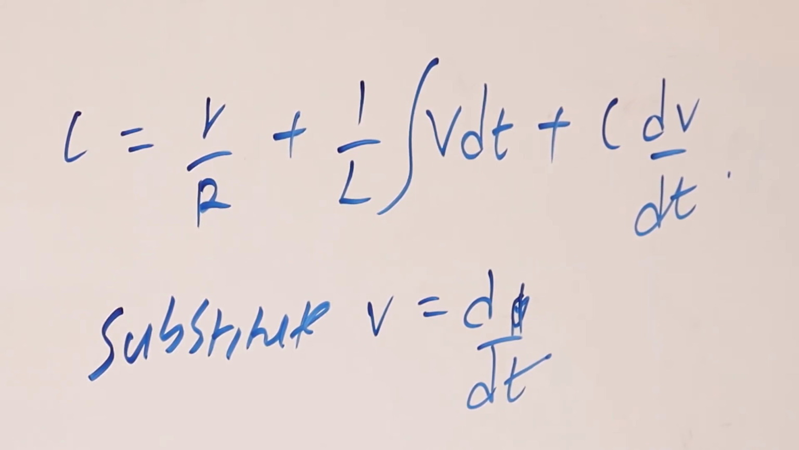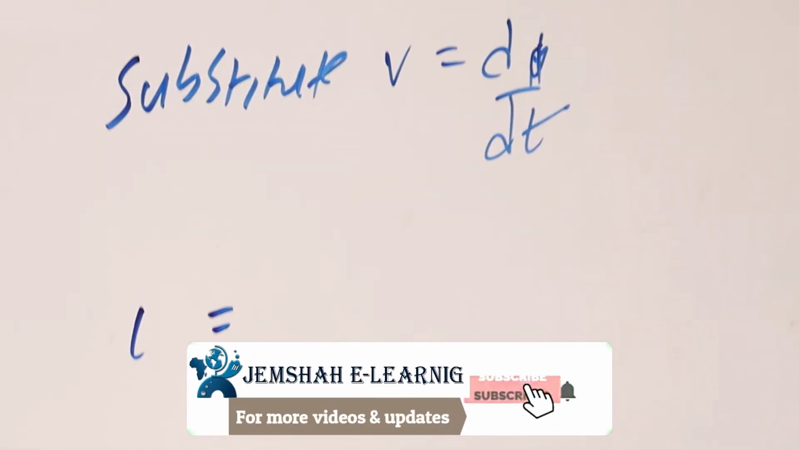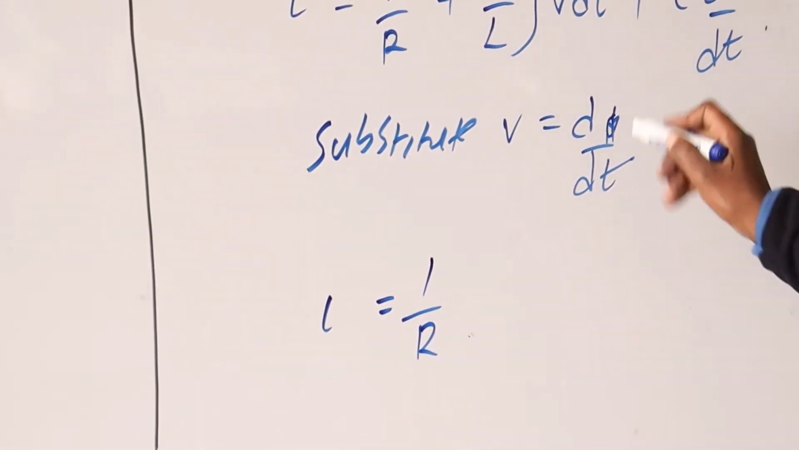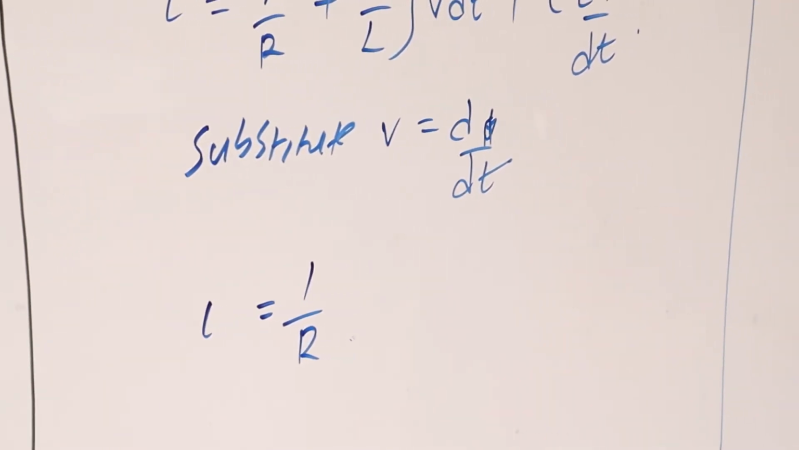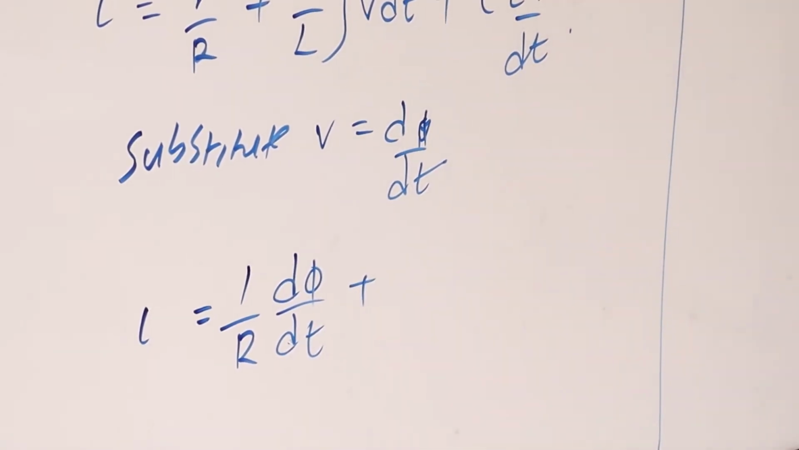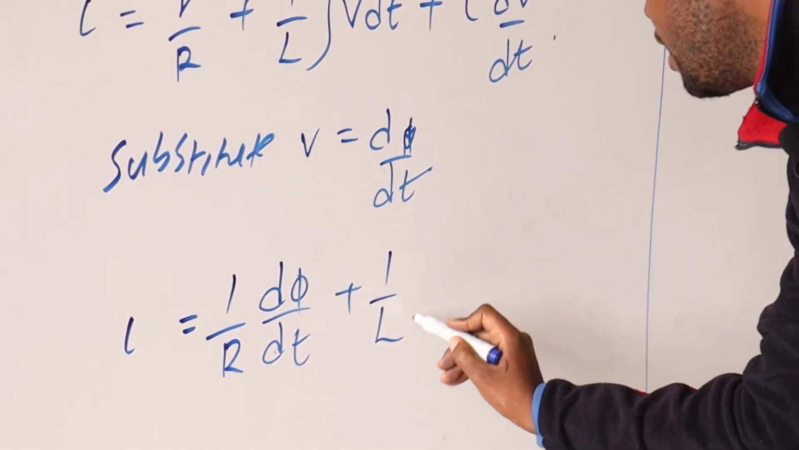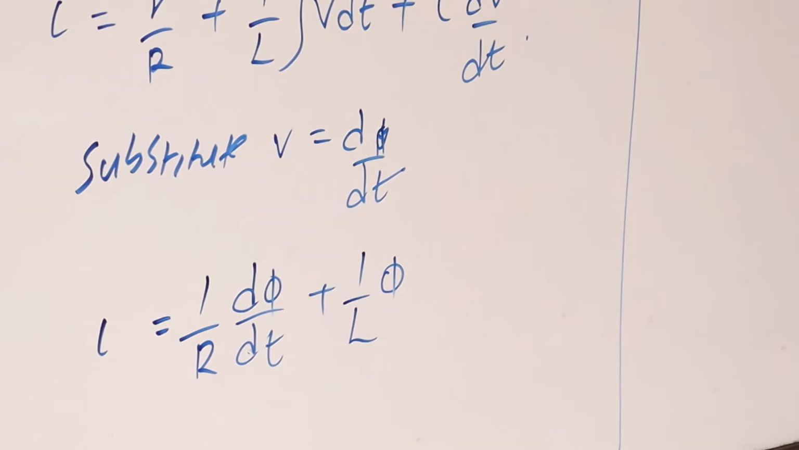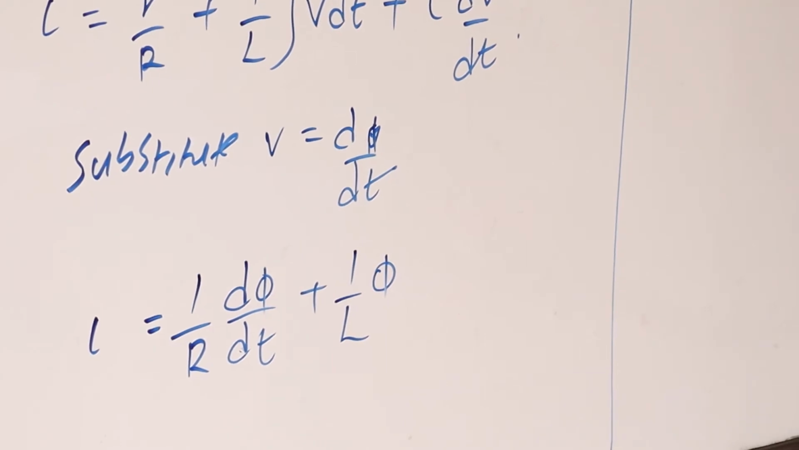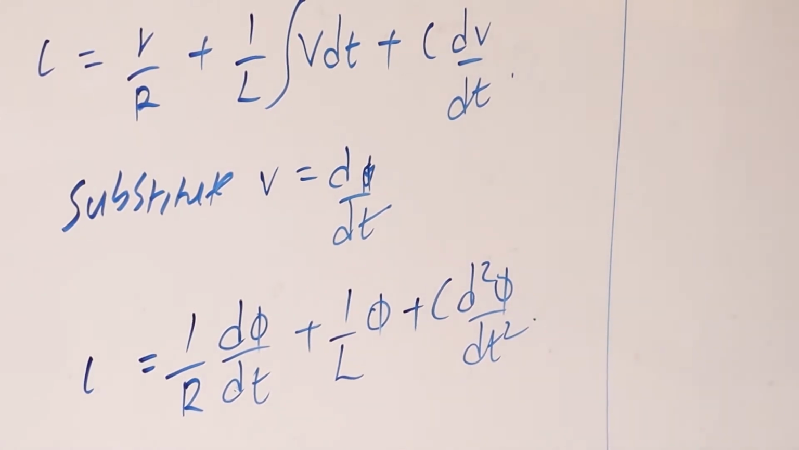If we do that, we'll find that I will now be 1 over R d phi over dt plus 1 over L phi plus C d squared phi over dt squared.